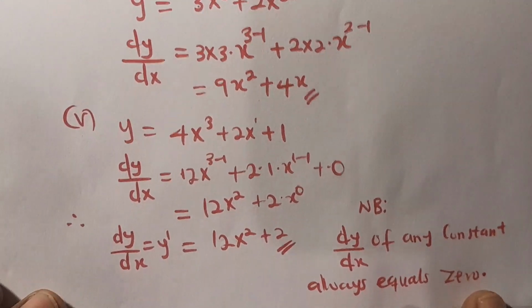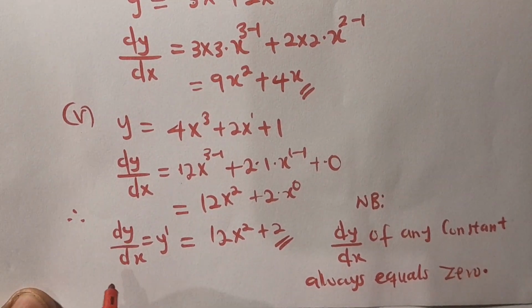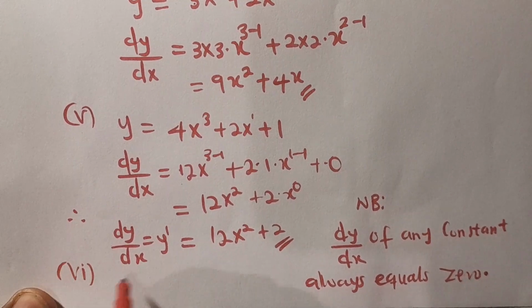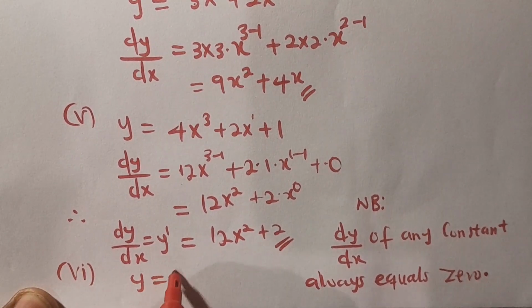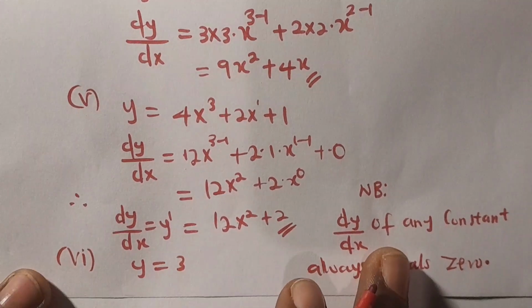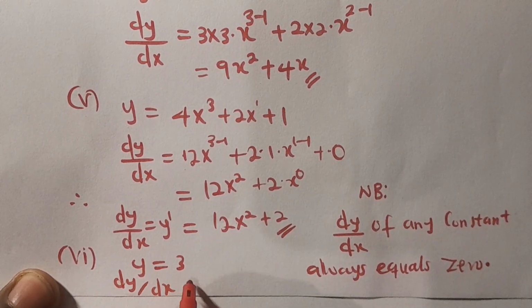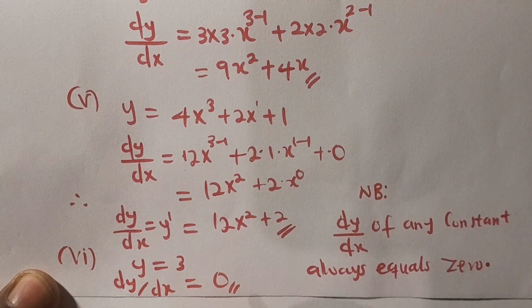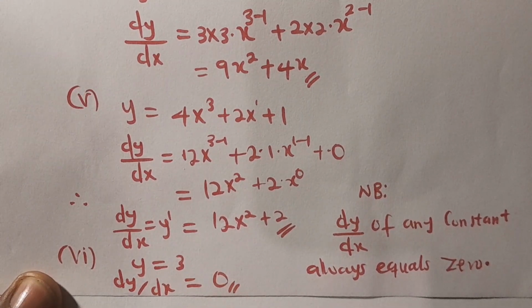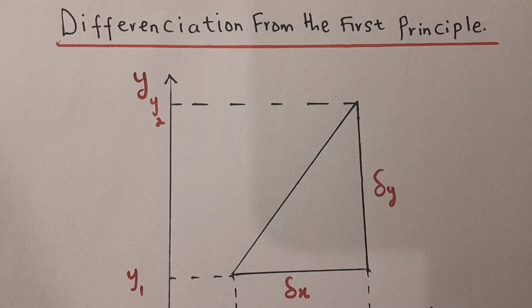So that means when y equals 3, dy over dx equals 0. Take note of that.